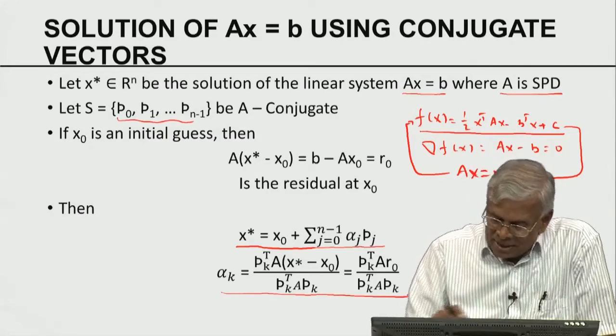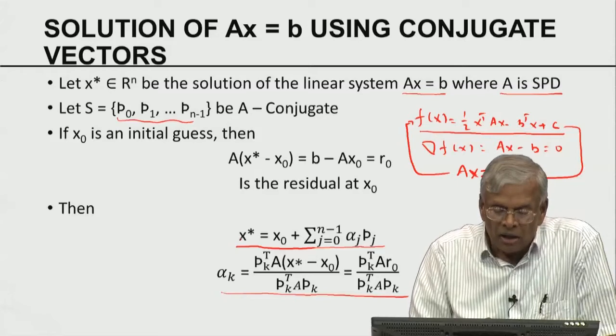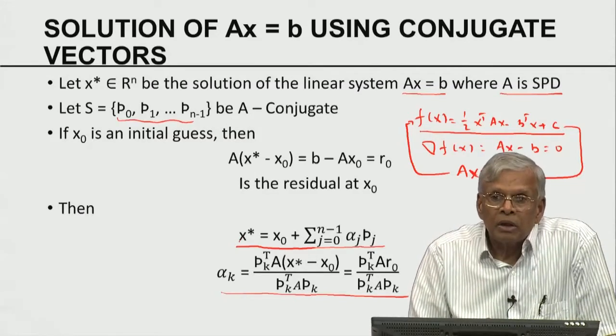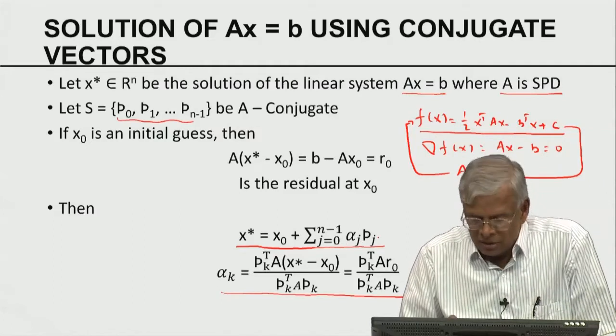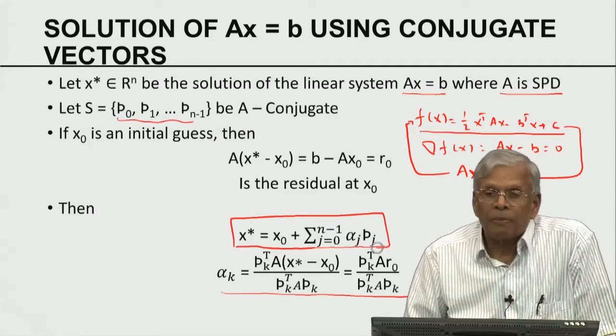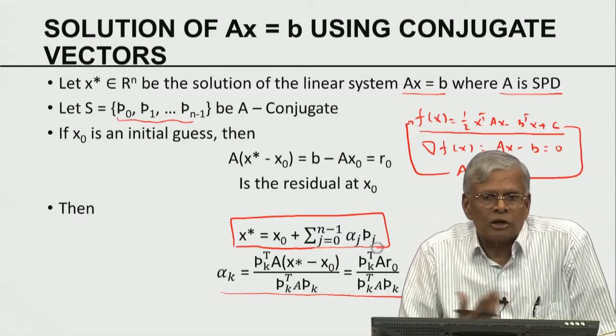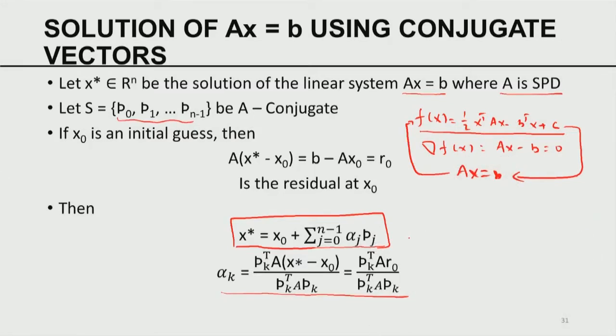Therefore, what does this tell you? The minimum x star, which is also the solution of Ax is equal to b, can be expressed as x naught plus a linear combination of the conjugate vectors. So this is the important result. x naught could in principle be 0 or it could be any vector. This ability to express the minimum as a linear combination of the conjugate directions is a very powerful principle that comes out of the analysis that we have already presented, that follows from the linear independence of conjugate directions. So conjugacy, A conjugacy, linear independence and the consequence thereof, that is the path.